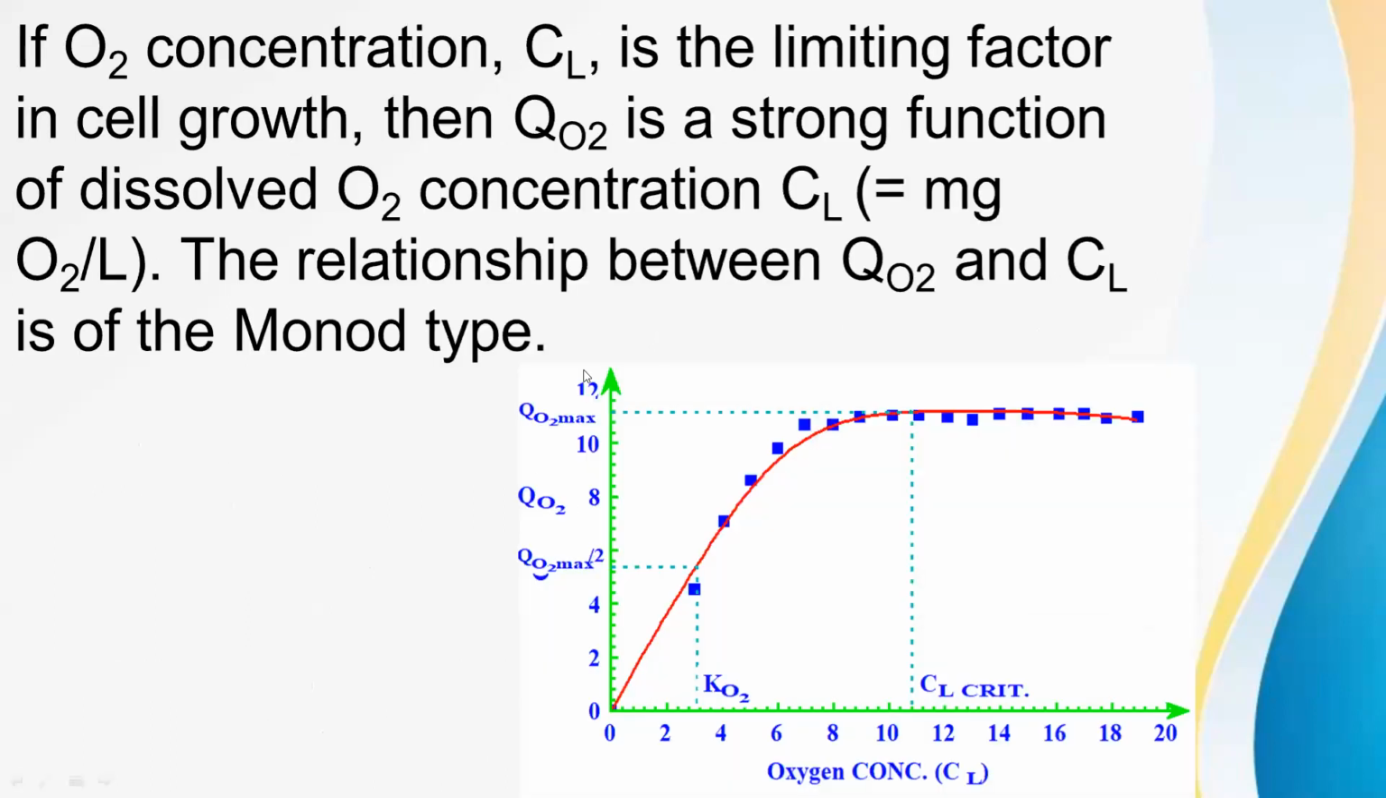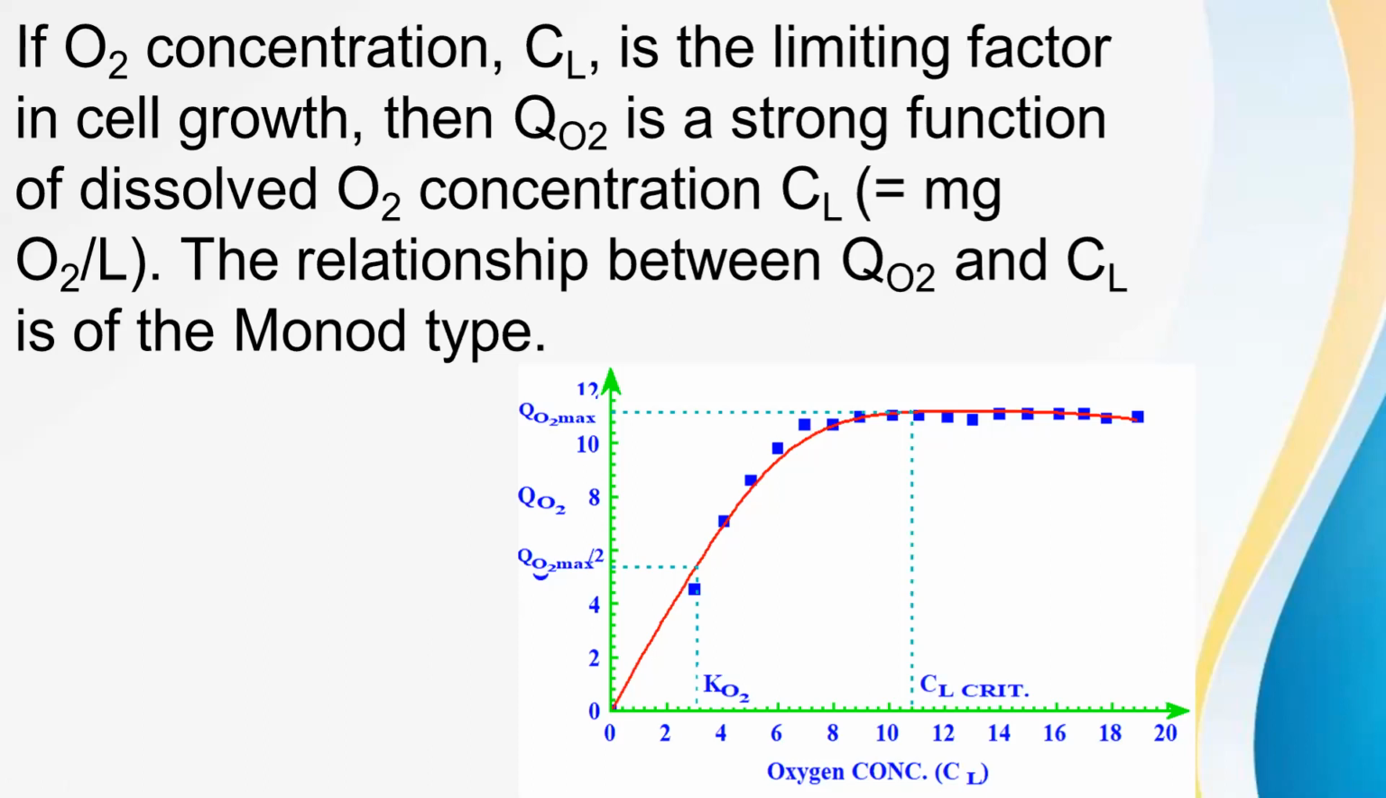Okay, so the O2 concentration is CL, and the cell concentration is X. Remember the terms if you want to understand it. So if O2 concentration, that is CL, is the limiting factor in cell growth, then QO2 is a strong function of dissolved oxygen concentration. CL is given in terms of milligrams of O2 per liter. The relationship between QO2 and CL is of the Monod type. Okay, so what they are saying is it is like Ks. How you have in the Monod equation, mu is equal to mu max S by Ks plus S, right? What is the role of Ks? It is a limiting substrate concentration.